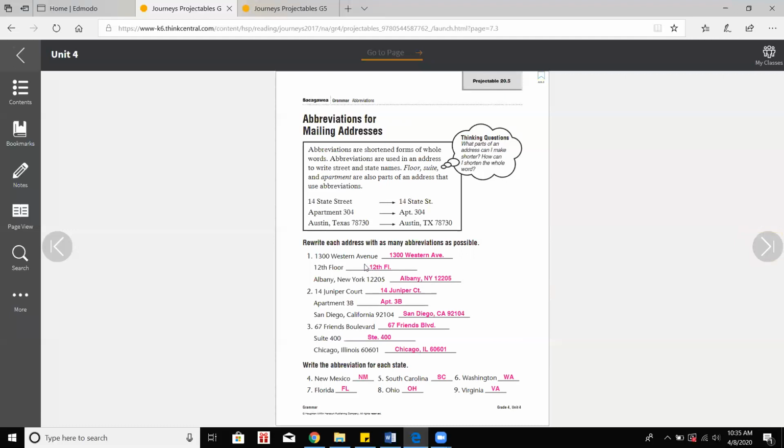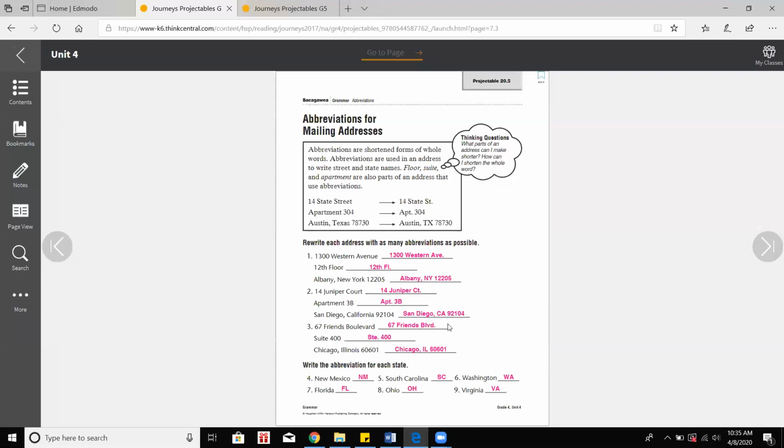What is the abbreviation again for avenue? It's capital A, lowercase v, e, and then a period. Floor would be capital F, lowercase l, and a period. For New York, a state name, you have to take in capital N and Y without a period. For court, it's capital C, lowercase t, and then a period. Apartment is capital A, P, T, and then a period.